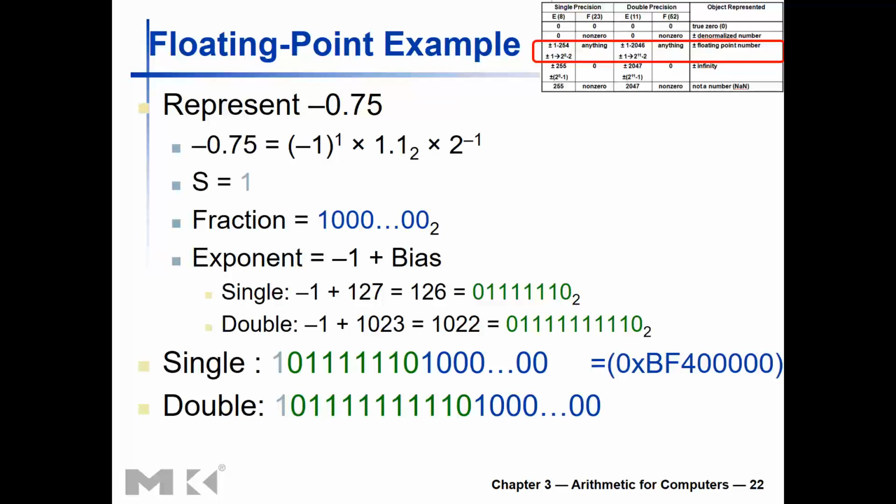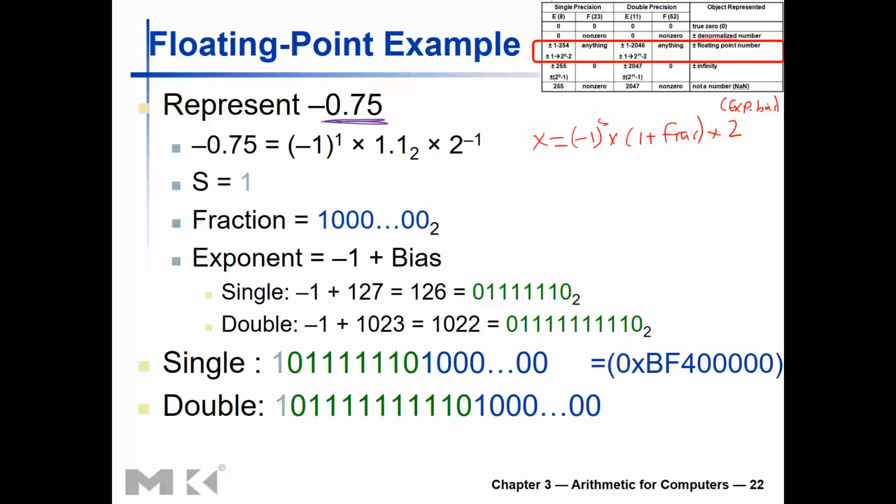Now let's convert a number represented in decimal to a floating point. So let's say, for example, I need to convert this number, which is minus 0.75, to a floating point, single precision and double precision. So we say that to represent any number, x equals minus 1 to the power s, that I explained earlier in the slide, times 1 plus the fraction, times 2 to the power exponent minus bias.